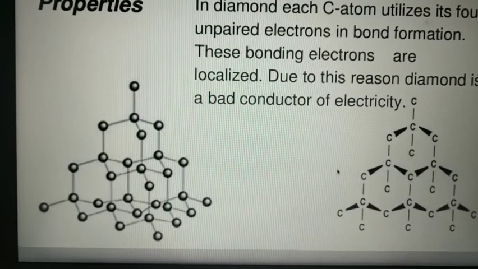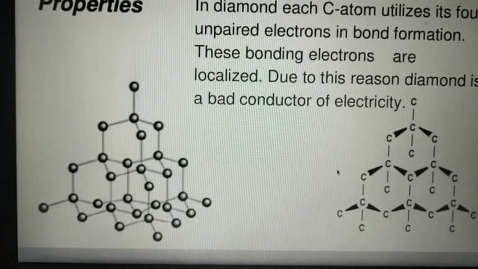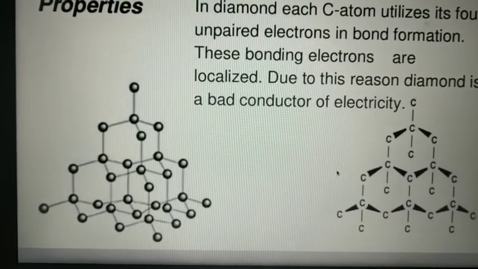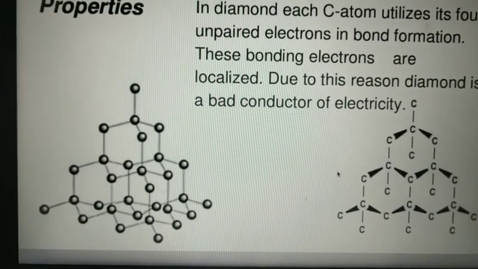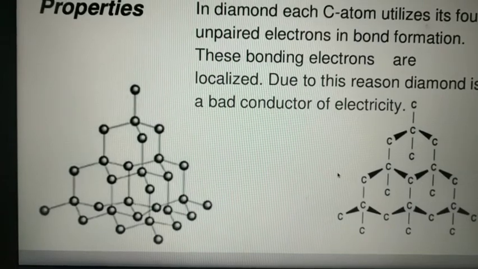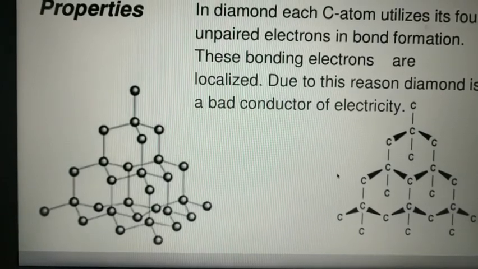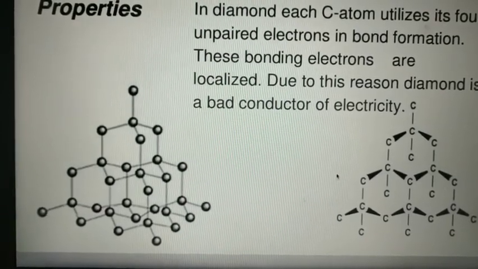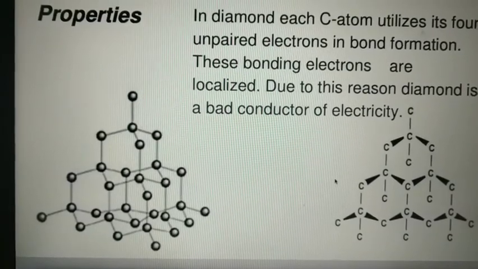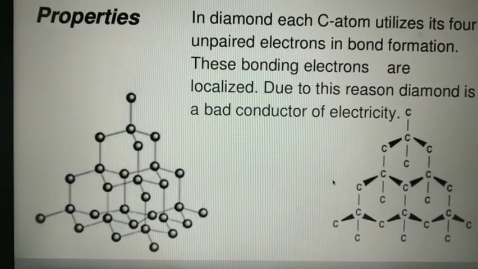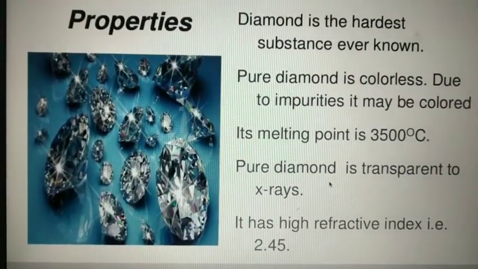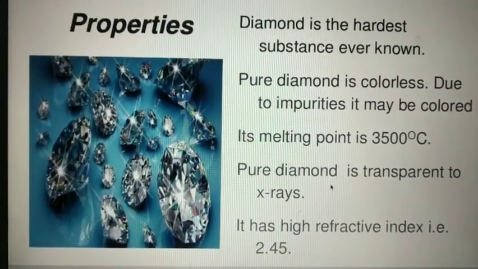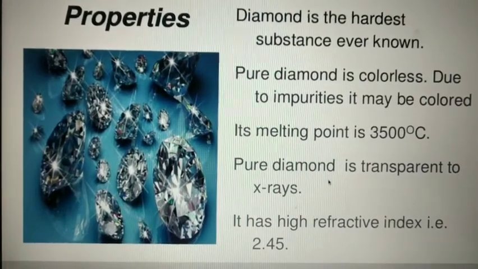Now let's see the uses of diamond. You know, diamonds are used as very precious stones. It is very precious stones in jewelry. Diamonds are used for manufacturing tools, for cutting and grinding glass and rocks, and making dyes for drawing very thin wires of harder metals. There are more uses of diamonds. Just learn these uses of diamonds. It is important. So pure diamond is colorless. Due to impurities, it may be colored.